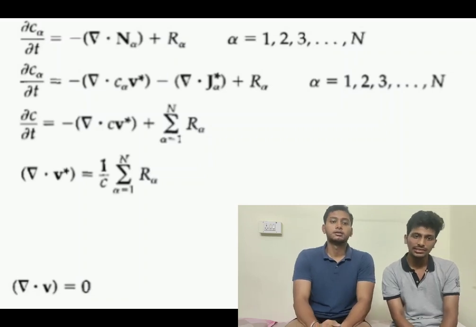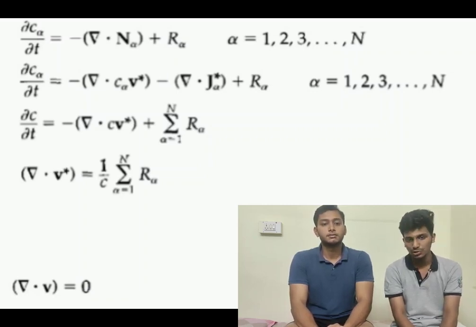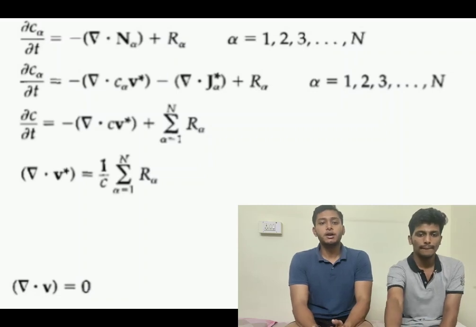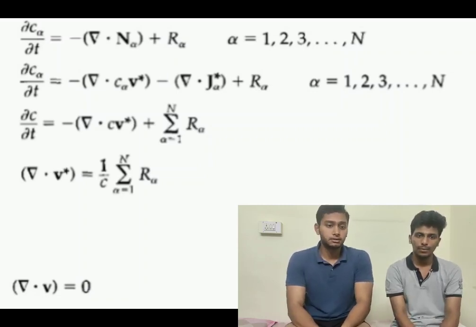So now coming to the reaction term, which is R alpha. This term represents the chemical source or sink of species alpha. It's positive when a species is produced and negative when it is consumed. And it is essential when modeling reactors, biological systems, or combustion. It's where chemistry meets transport.